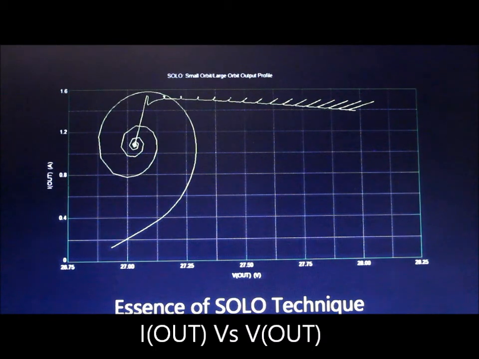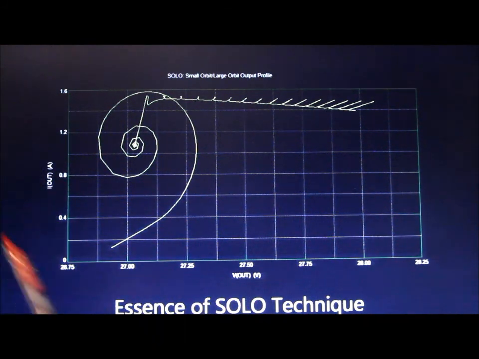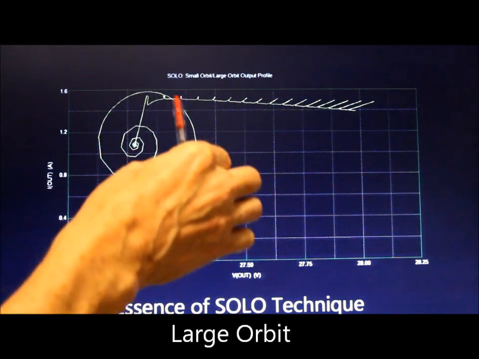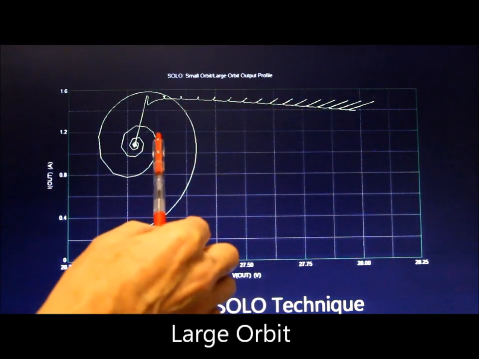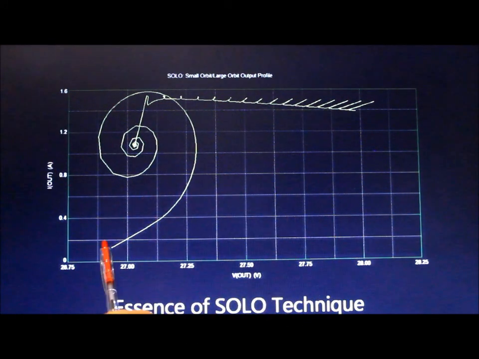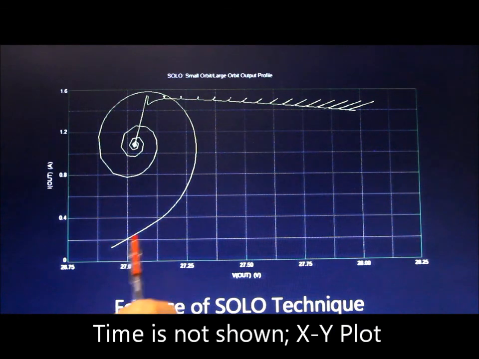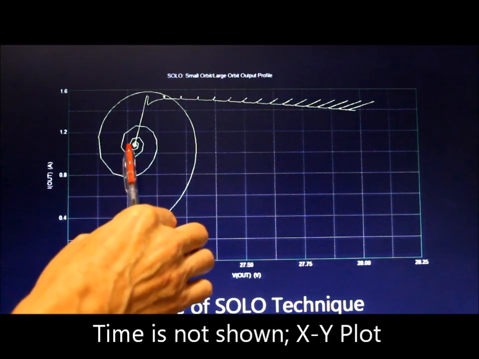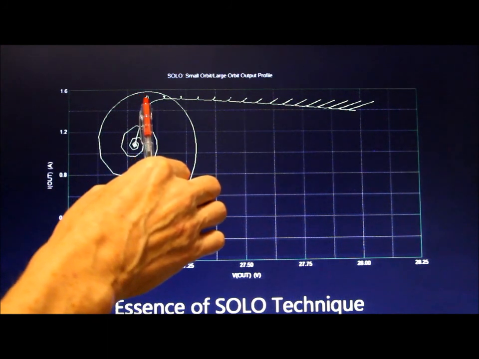So everything we've been discussing about solo is captured here in this single XY plot showing the output current and output voltage. In this plot, you can see the large orbits and the smaller orbits along the curve. Time is not shown, this is just an XY plot, but basically this is T0. We do a large orbit scan. We circle around the operating point till we jump out here and we find the solution.